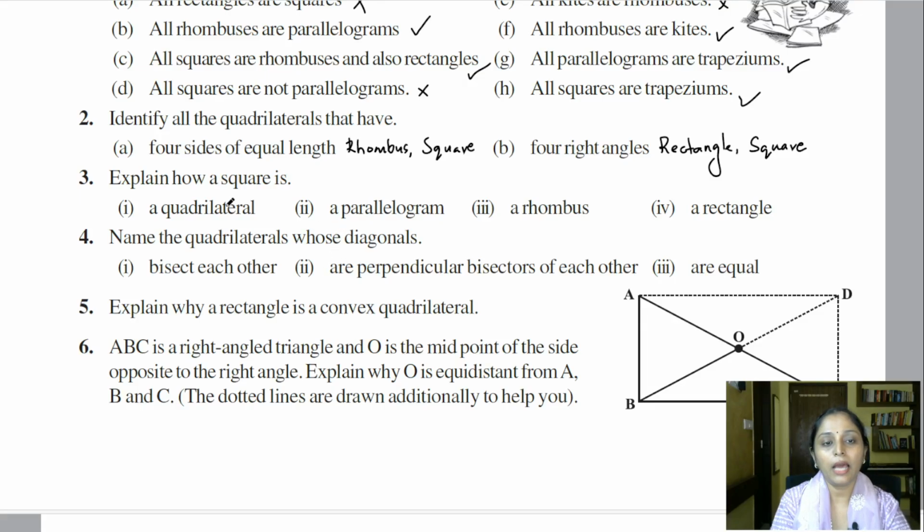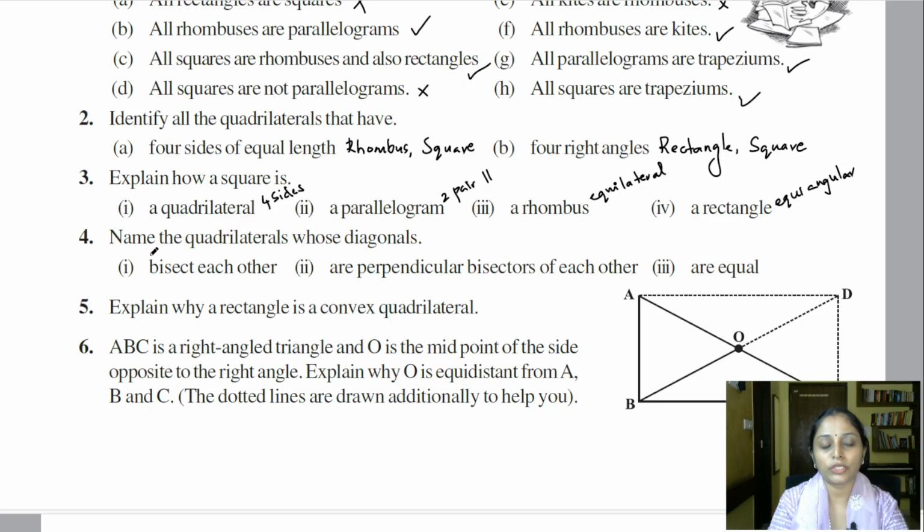Next, explain how a square is a quadrilateral. Now, a square has four sides, therefore it's a quadrilateral. Why is a square a parallelogram? Because it has two pairs of parallel lines, therefore it is a parallelogram. Why is it a rhombus? Because it is equilateral, it is a rhombus. We have discussed all this. That's the reason why I did the revision first, so that all this becomes very easy. Why is a square a rectangle? Because a square is equiangular and every rectangle is equiangular, right? So this is your reason.